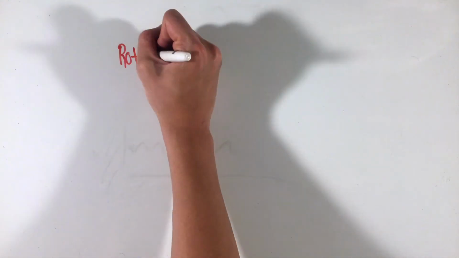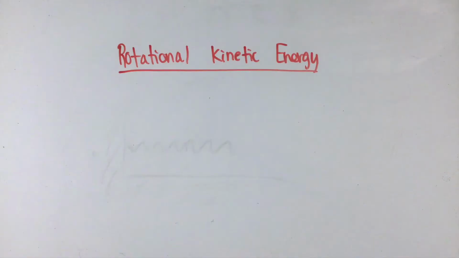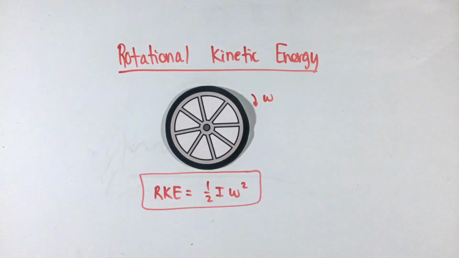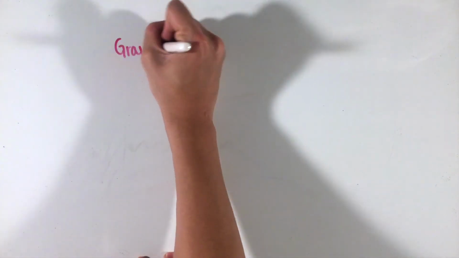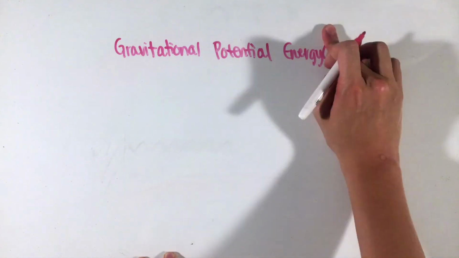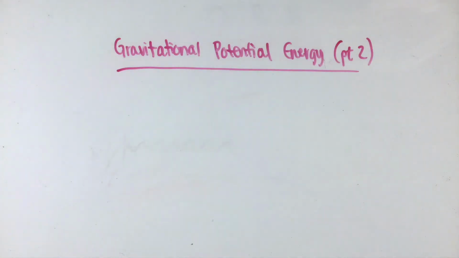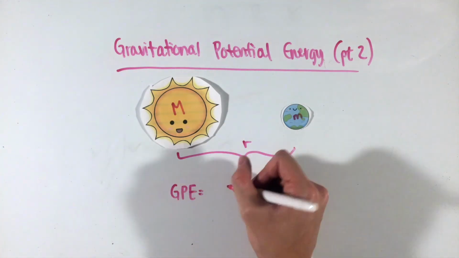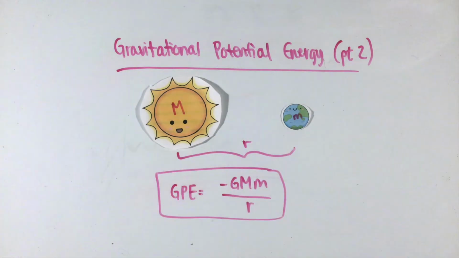For those of you that have learned circular motion and rotational kinematics, an object that rotates has a rotational kinetic energy equal to 1/2 times the moment of inertia times the angular velocity squared, a quantity that is separate from the translational kinetic energy. Finally, for those of you who know Newton's universal law of gravitation, two objects like the Earth and the Sun have a potential energy equal to the negative of the gravitational constant times the two masses, all divided by their separation distance, r.